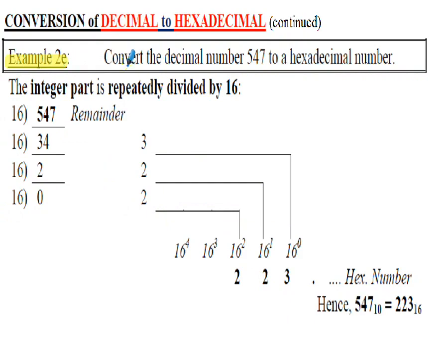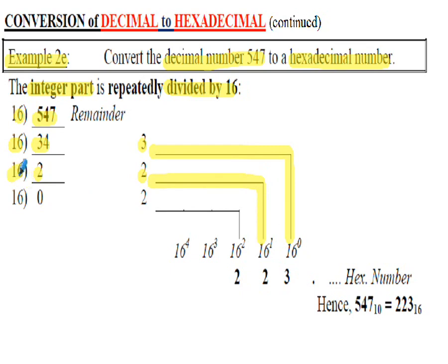Example 2e, we're asked to convert the decimal number 547 into a hex number. Again, taking the integer part and repeatedly dividing by 16. So 16 into 547 goes exactly 34 times, you can check that on your calculator, with 3 remaining. We write the 3 under the column heading of 16 to the naught. Continue the process. 16 into 34 goes 2 with 2 remaining. 2 times 16 is 32, so we get a 2 remaining. We write the 2 under the column heading of 16 to the 1.